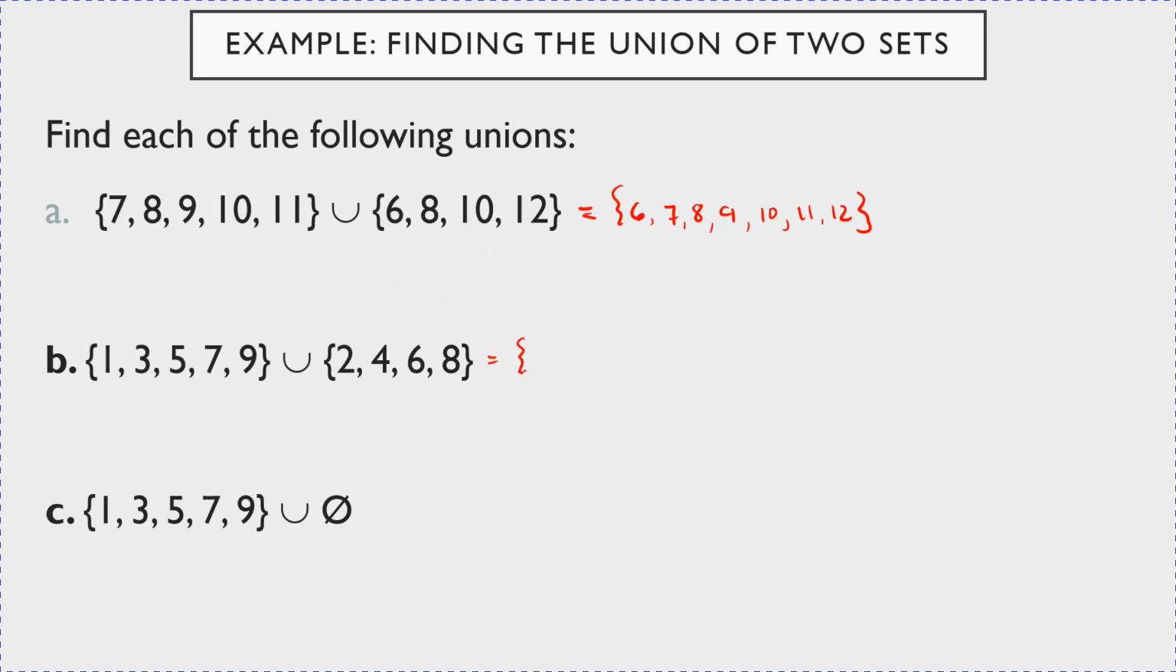Same thing over here, which was interesting. When we found the intersection, it was the null set, but when you union these, you go 1, 2, 3, 4, 5, 6, 7, 8, 9. It's pushing them all together. And then here, when you take the set 1, 3, 5, 7, 9 and union it with the empty set, you're taking this set and unioning it with nothing, so you get that.